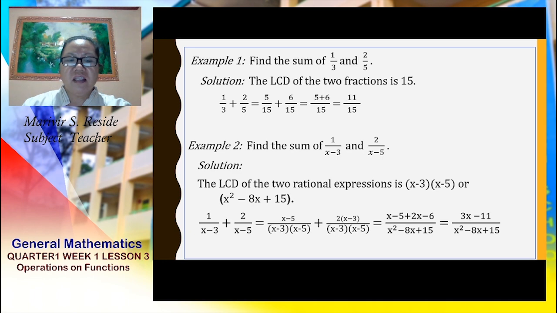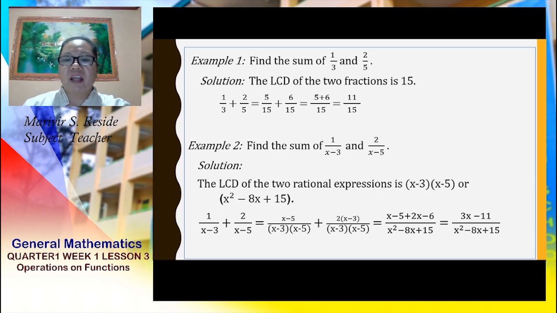So writing the given 1 over (x - 3) plus 2 over (x - 5), you will have the denominator (x - 3) times (x - 5), and the resulting fraction of the first given is (x - 5) over (x - 3) times (x - 5). The resulting fraction of the second is 2 times (x - 3) over (x - 3) times (x - 5). So you will just simply combine together the (x - 5) and 2 times (x - 3), and the result is 2x minus 6.